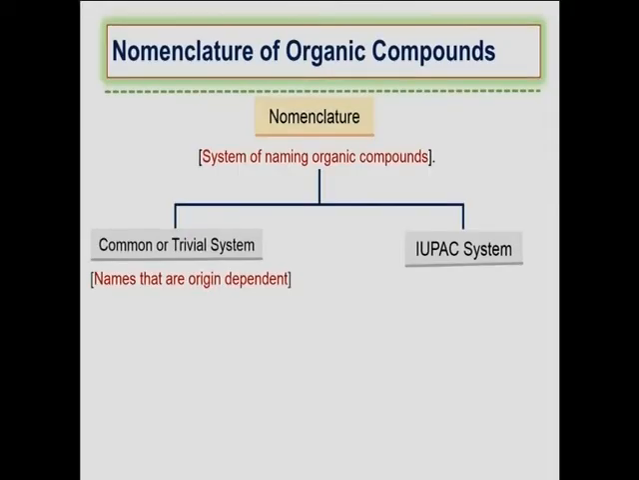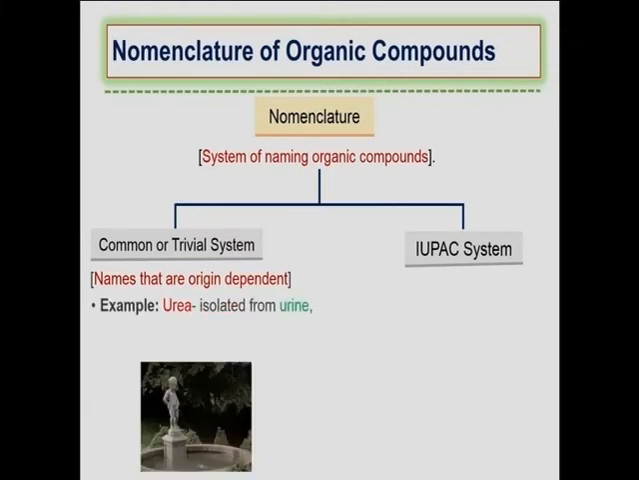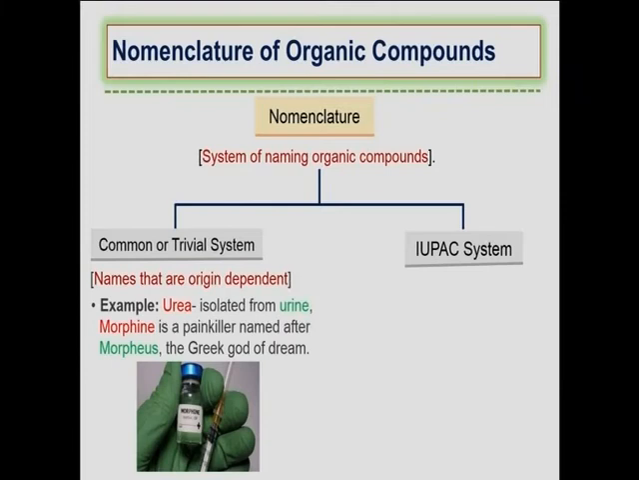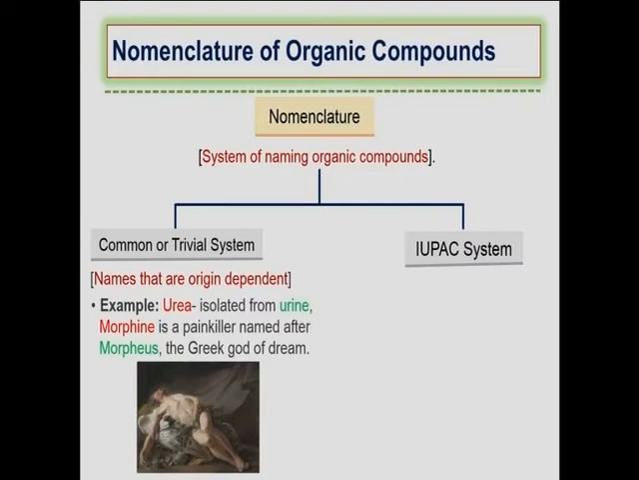So a common name is actually given based on the source, based on the origin. For example, we have the organic compound urea, and urea got its name since it is isolated from urine. And we have a very popular painkiller which is morphine. Morphine is actually named after Morpheus, the Greek god of dreams. And once you are given morphine painkiller, you are as good as in a dream.